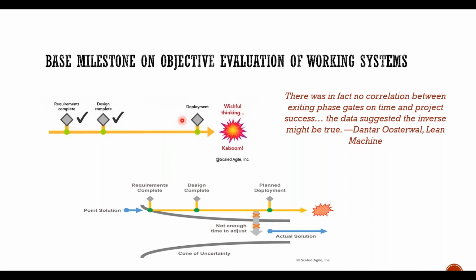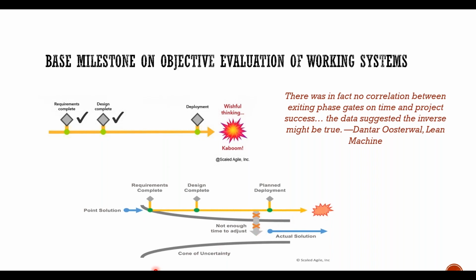The first picture talks about the phase gates, but eventually the solution may not work because we are making our design decisions too early. If you look at the second picture here, waterfall forces us to take a point solution. Phase gates force us to lock the design decisions too early, into one single point solution, and we think the solution is in this line and we try to achieve that.